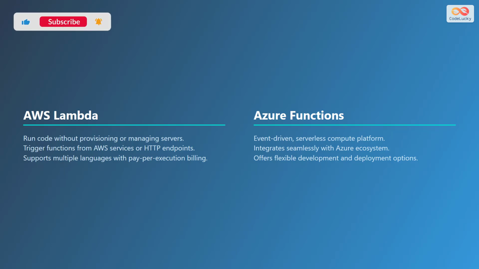AWS Lambda allows you to run your code without provisioning or managing servers. It supports multiple programming languages and can be triggered by various AWS services or HTTP endpoints. Billing is based on the actual execution time of the functions. Azure Functions is also an event-driven, serverless compute service. It integrates seamlessly with the Azure cloud ecosystem. Developers benefit from flexible options for development, deployment, and scaling in both platforms.